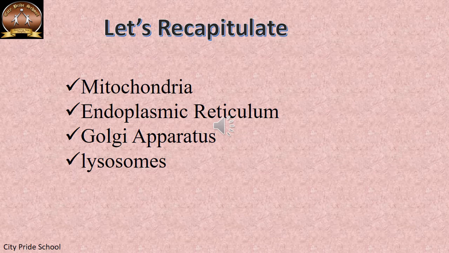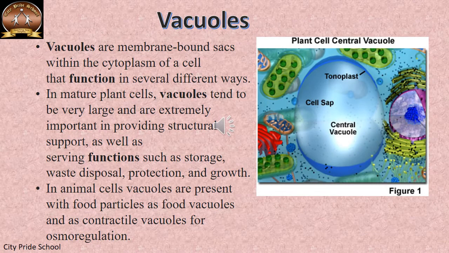Good morning, children. Now let's recapitulate. We have already studied about mitochondria, endoplasmic reticulum, the Golgi apparatus, and lysosomes. Right? We'll be studying about the other organelles now. Today we'll be discussing about vacuoles.